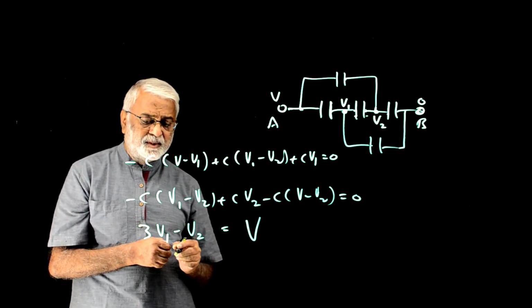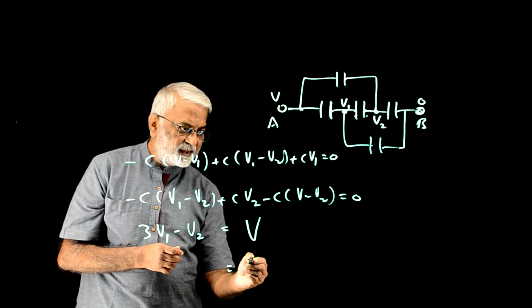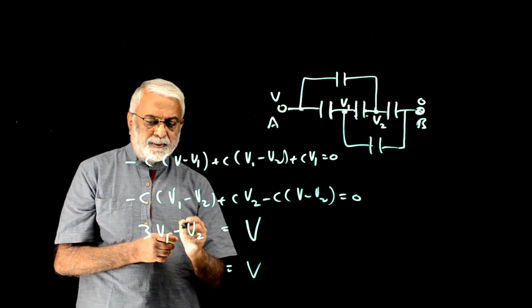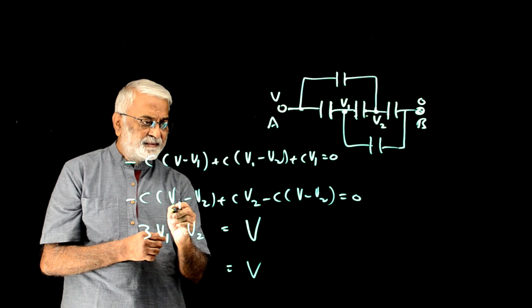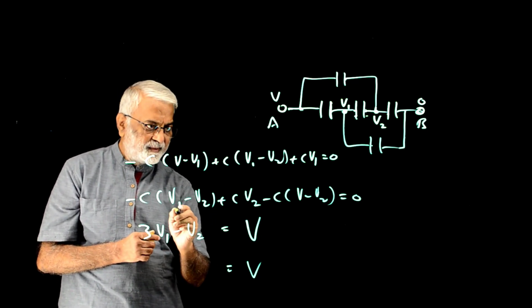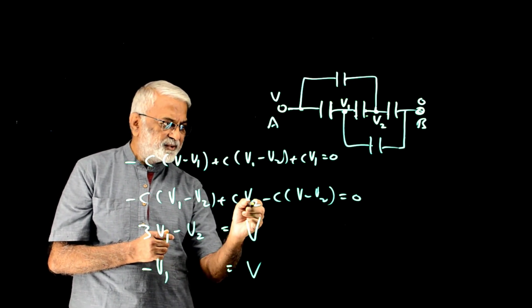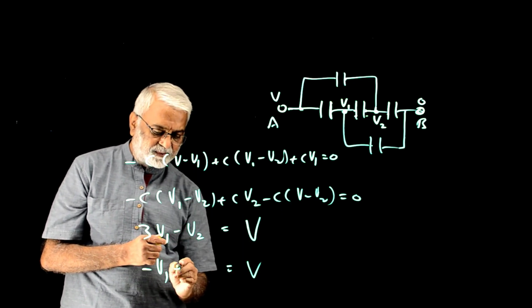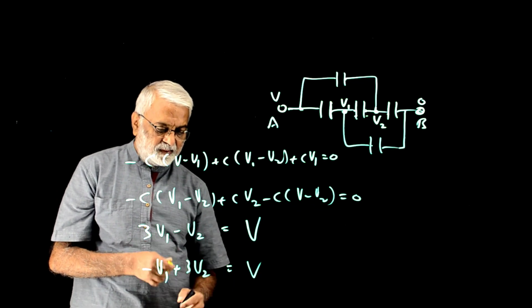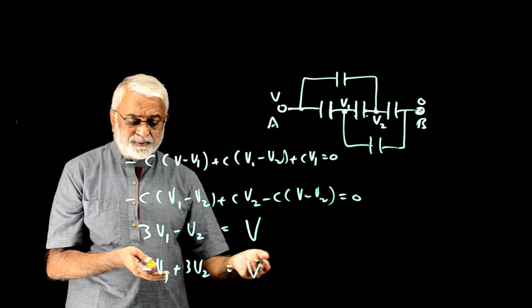Same thing here, solve for this too. What do you get here? Again, we'll push V to the other side. This is V, this V goes that way. This is minus V1, plus 3V2. Well, solve for V1 and V2 in terms of V.